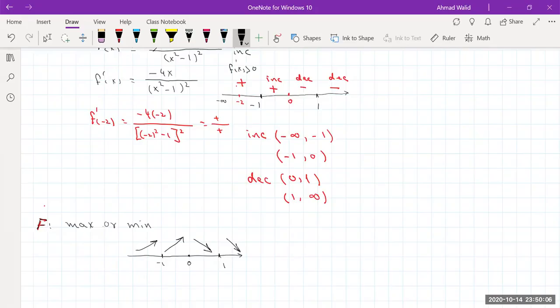The only sign change, here was positive, here negative. When you go from positive to negative, I gave you this definition before. When you change from positive to negative, you have what? A maximum point or a local max. Correct?